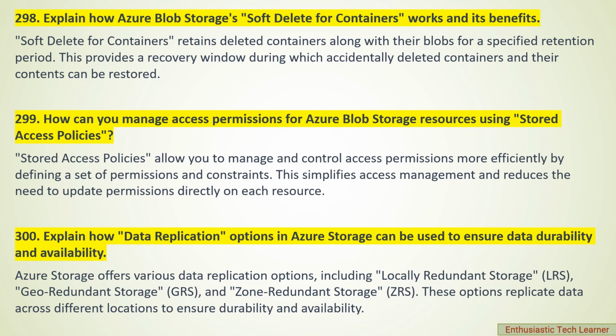Explain how data replication options in Azure Storage can be used to ensure data durability and availability. Azure Storage offers various data replication options, including locally redundant storage (LRS), geo-redundant storage (GRS), and zone-redundant storage (ZRS). These options replicate data across different locations to ensure durability and availability.